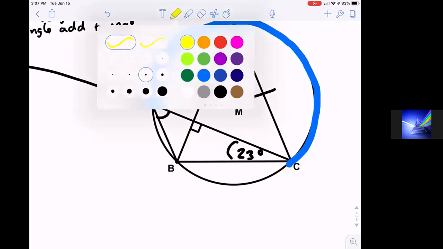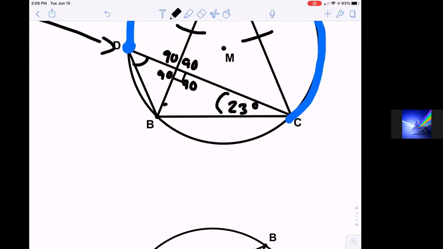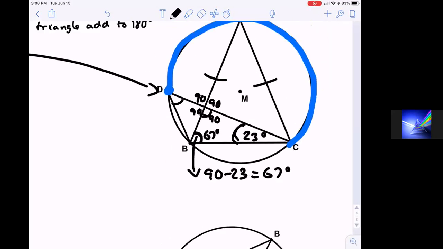So if this part right here is 90, so is this, so is this, so is this. And that really allows us to find a lot, okay? So if this is 90 and that's 23, then this angle right here is going to be, because if this is 90, these two have to add up to 90. So that missing angle would be 90 minus 23, which is 67 degrees. So we're going to put a little 67 in there.